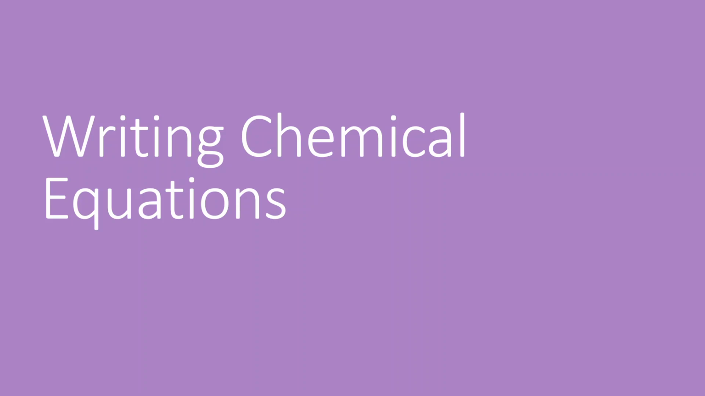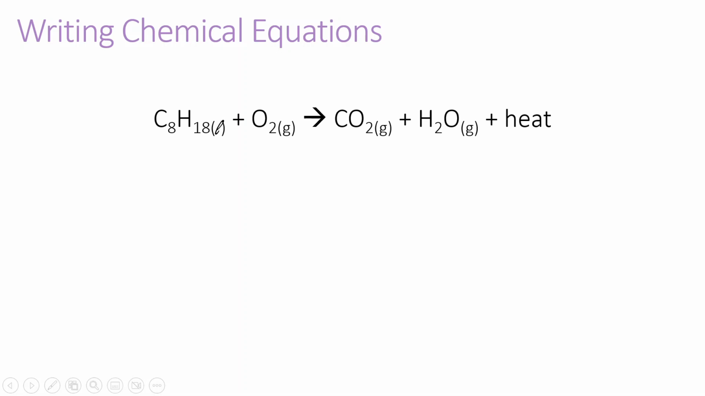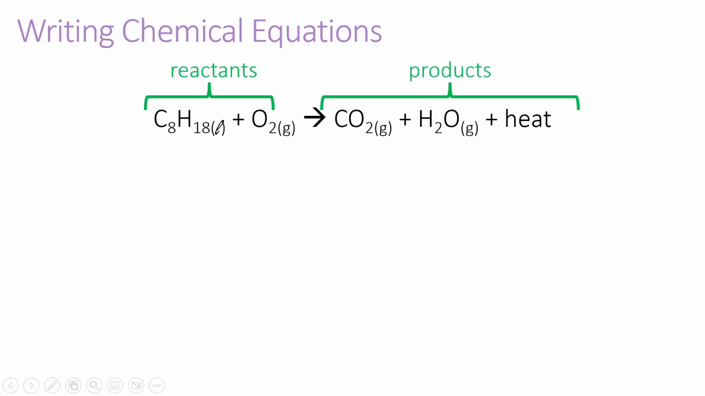Writing chemical equations. So here we have an example of an equation on the screen. This is the combustion of octane. So before the arrow, we have our reactants, and after the arrow, we have our products.